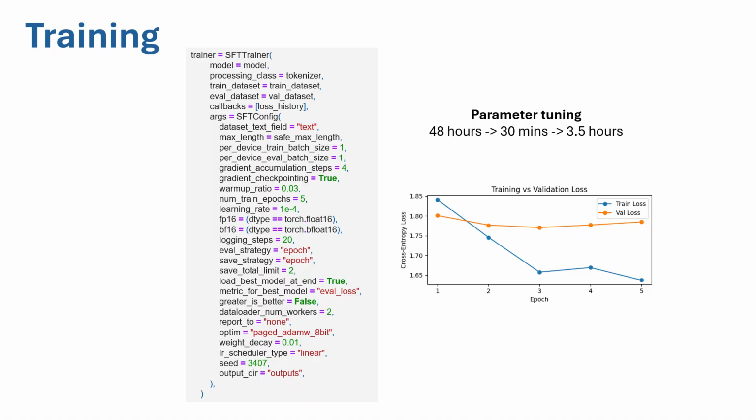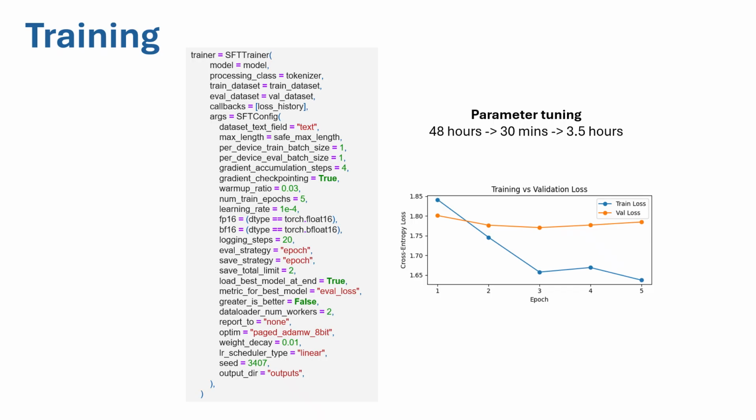So this slide represents the technical core of the project and the training loop. It is only a single slide, but it's incredibly important, and you can see it has many parameters. My primary goal was to prove that you don't need a massive computer cluster to achieve high quality domain adaptation. By using the SFT trainer with highly deliberate optimization, I brought the training time down from a projected 48 hours to just 3.5 hours.